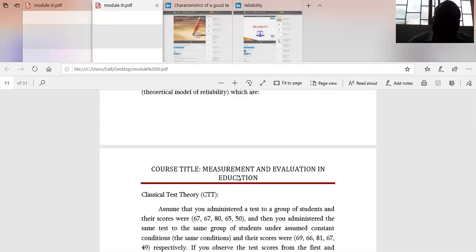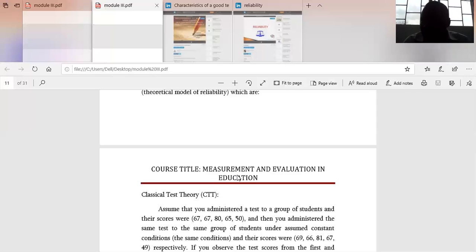But before going to those types, we need to know that errors sometimes happen within a test. They may affect what we call test reliability. We call it error, and that error is the small differences, which could be caused by many factors. So before going into details to calculate and to know the types of reliability, it's better to understand the concept of error, which was well explained by the theory we call classical test theory.